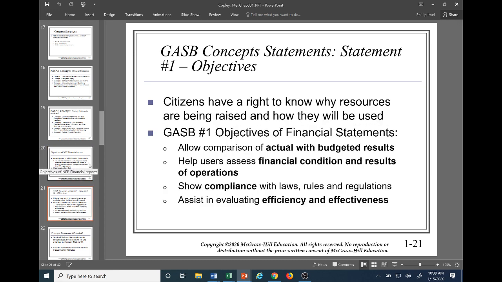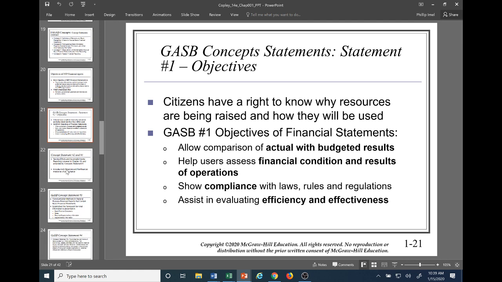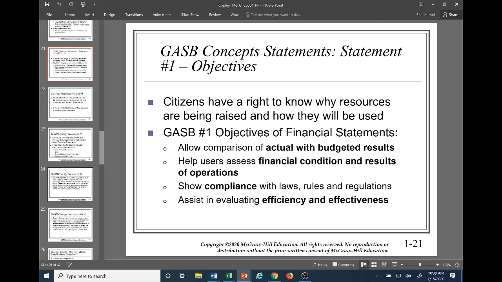So GASB concept statements, this will be our last part here, getting through the concept statements, the next few little slides here, and then that'll wrap up today's lecture. GASB concept statement number 1, the objectives: citizens have a right to know where resources are being used and how they're being raised.